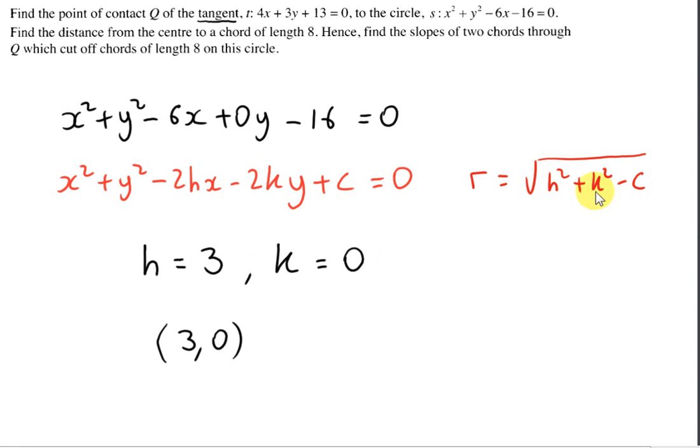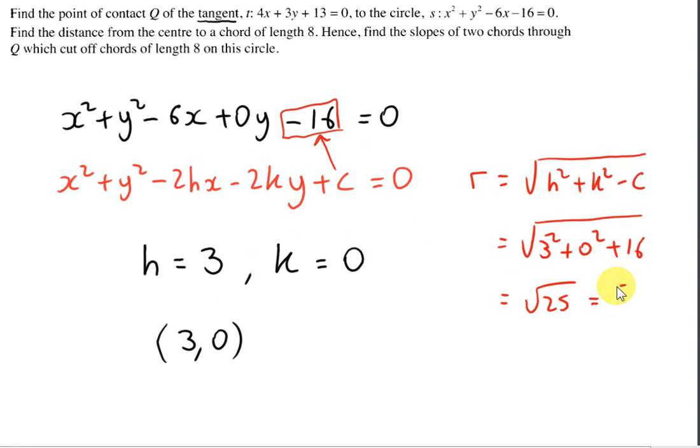We can get the radius using this formula here. So h is 3, k is 0. Now c is the constant term. C in this case is minus 16. So we have minus 16, that gives plus 16. So as you can see from this, we get root of 9 plus 16. That's root 25, which is 5.